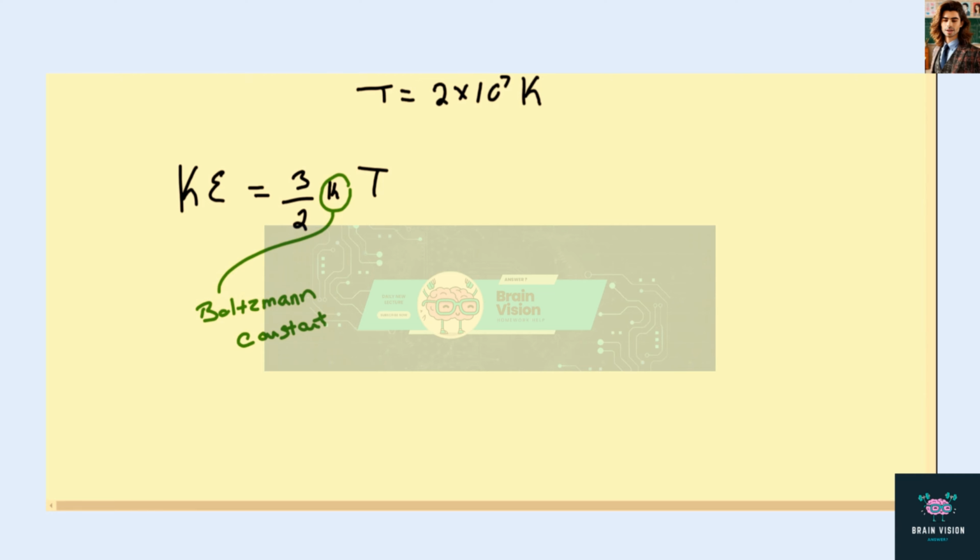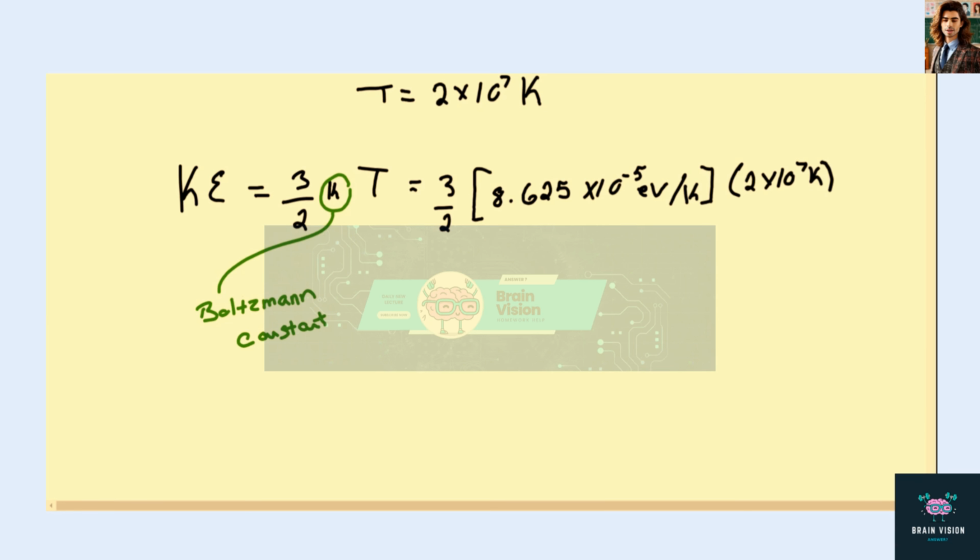Okay, and so here we can just plug and chug. The Boltzmann constant is 8.625 times 10 to negative 5 eV per K times 2 times 10 to the 7 K equals, and you put all this into your calculator, and you're going to have a kinetic energy of 10 to the 3 eV. And that is your answer.